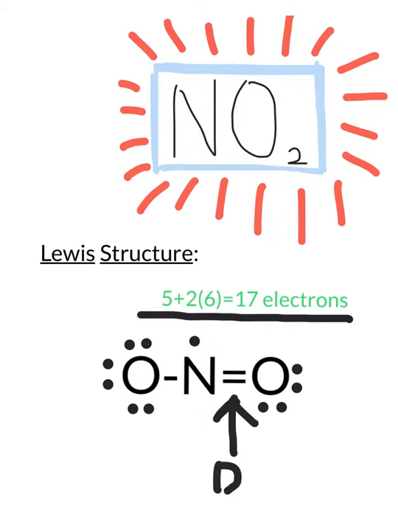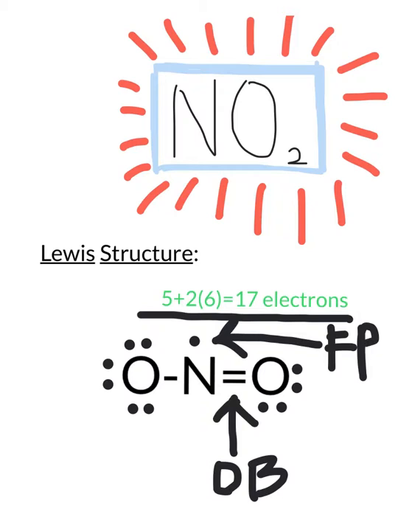We'll put DB for double bond, and then I went ahead and distributed the remaining electrons to find that there is a free radical above nitrogen right there. Put FR for free radical. So ultimately that is how the Lewis structure will end up looking.